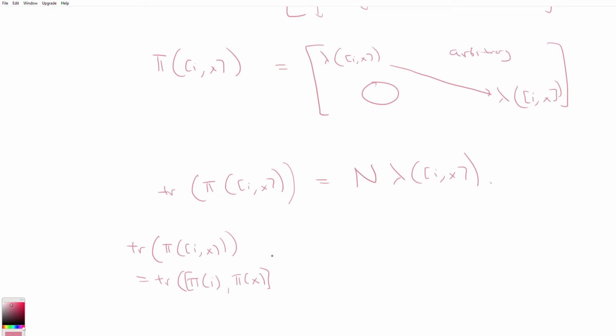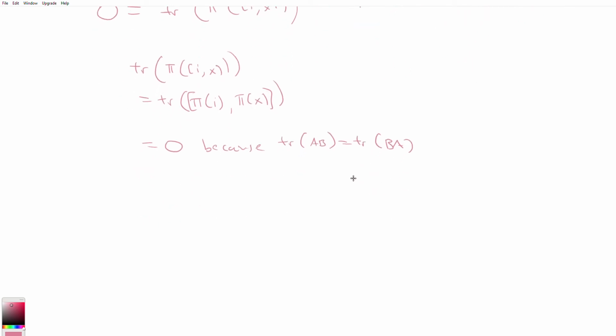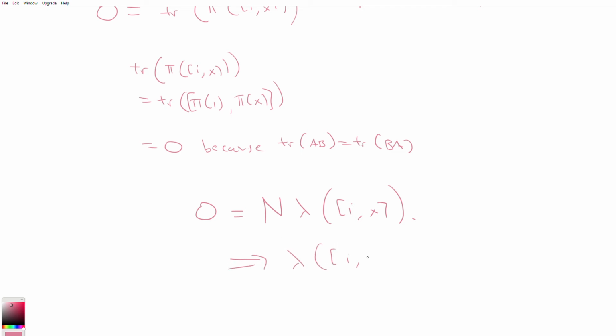And if you recall from earlier, the trace of a commutator is actually 0, because trace AB equals trace BA. So this trace here is equal to 0. So we have 0 is equal to n times lambda of I bracket x. Because we assume that our field has characteristic 0 and is algebraically closed, this implies that lambda of I bracket x equals 0. And that is the conclusion of the proof.